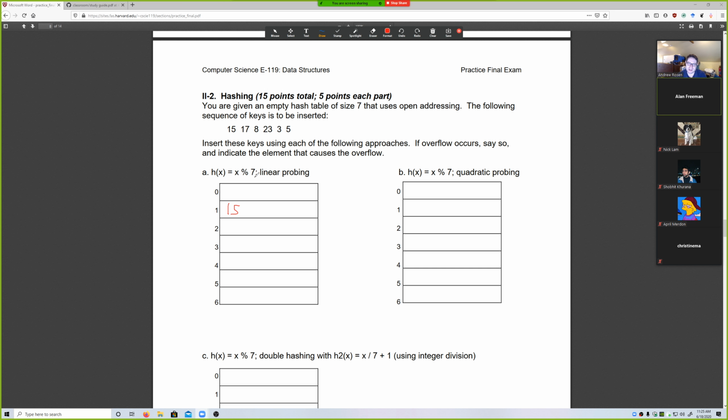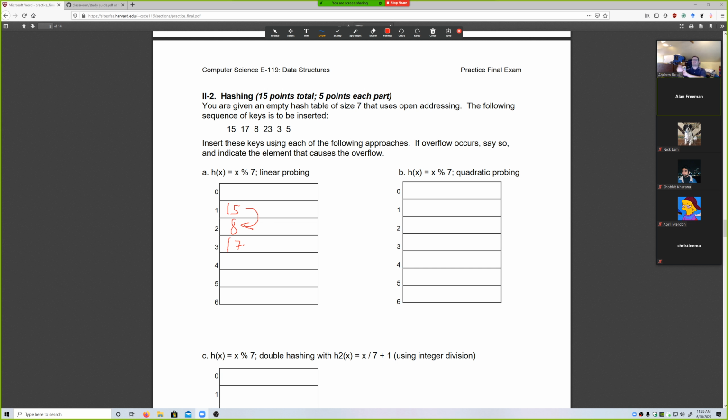17 mod 7 is 3. So 17 is going to go into index 3. Make sense so far? 8 is going to go into 8 mod 7, which gives us 1. So we'd put an 8 here, but that space is already taken. So I'm going to indicate there's a collision and draw an 8 over here. Make sense?